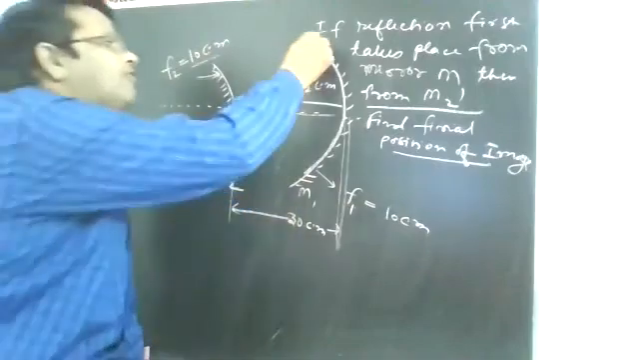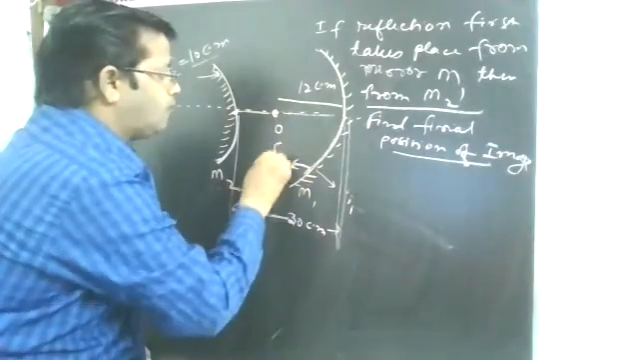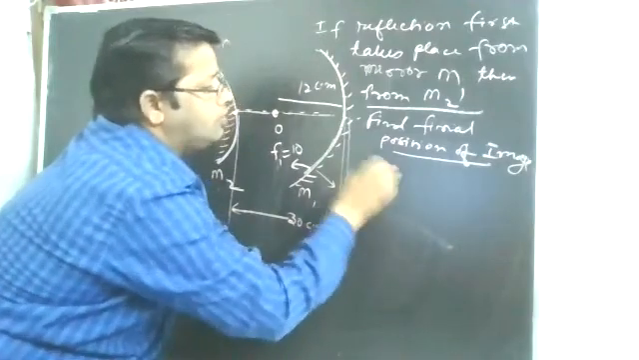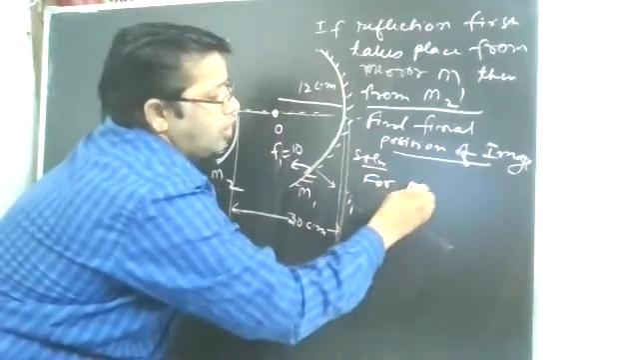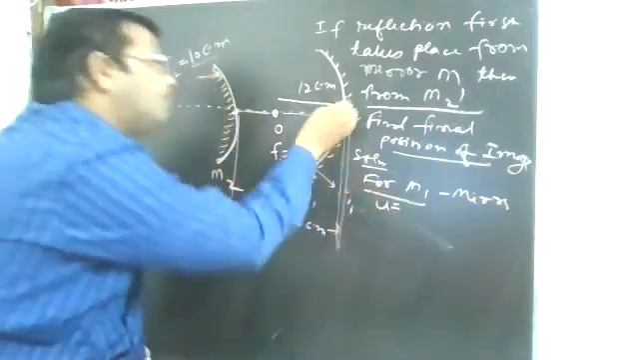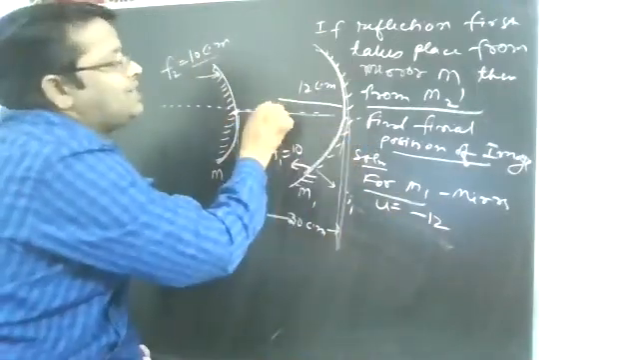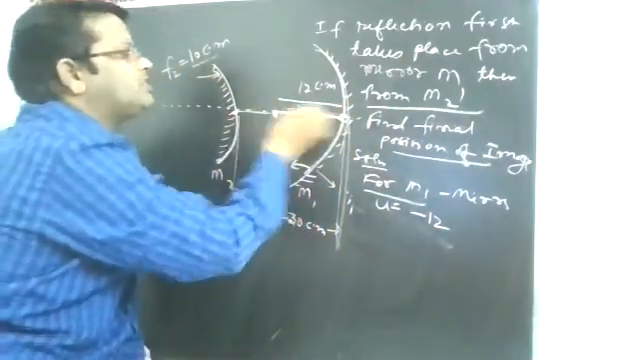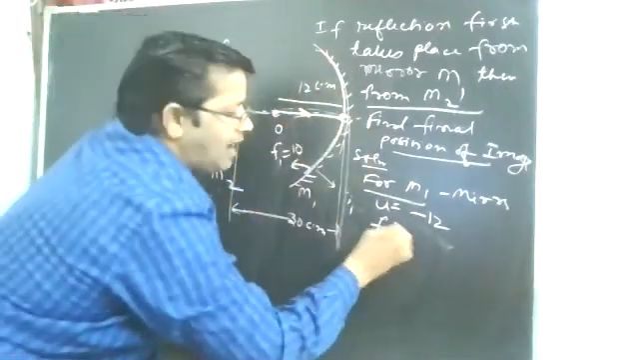Now see here. First reflection takes place from mirror 1. What is this focal length? F1 is equal to 10 centimeter. Now for mirror M1, how will we solve? Here, what is the object distance? Minus 12, given. For this mirror, the object is here, the incident ray will go like this, so this direction is positive. This is the pole. This object distance is negative. What is the focal length? Focal length for a concave mirror is negative, minus 10.